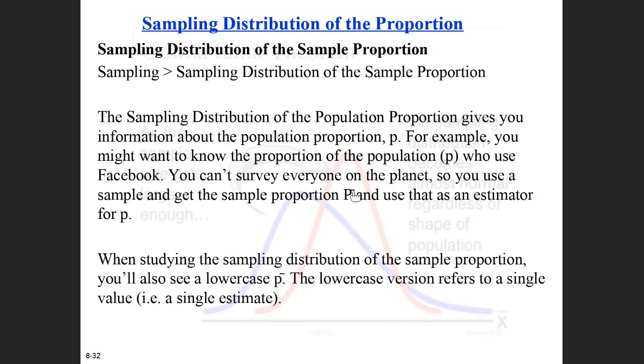Capital P, that's the bar. I was not able to put the bar there. It's the P bar, which is the sample proportion. Use that estimator for P. When studying the sampling distribution of the sample proportion, you also see a lowercase p bar. The lowercase version refers to a single value, for example, a single estimate.